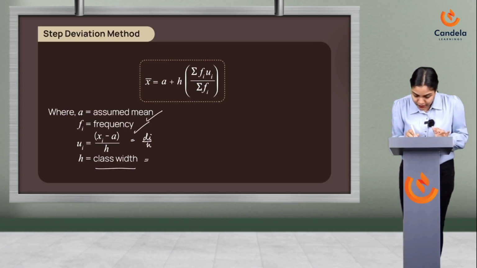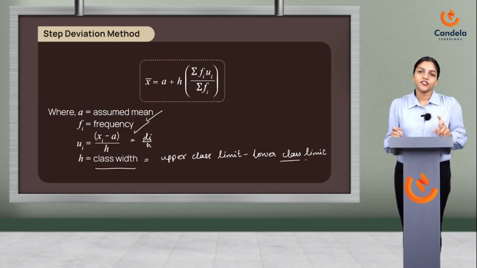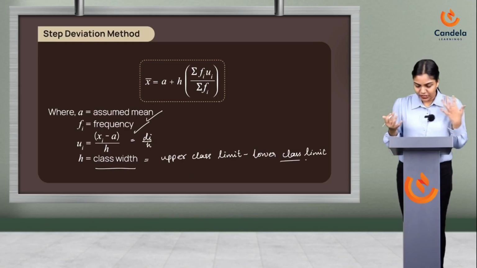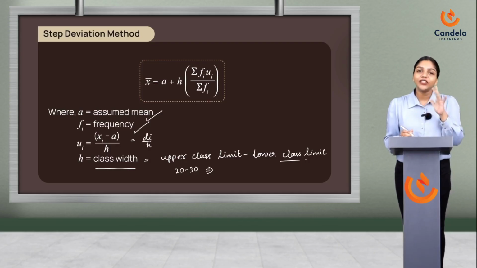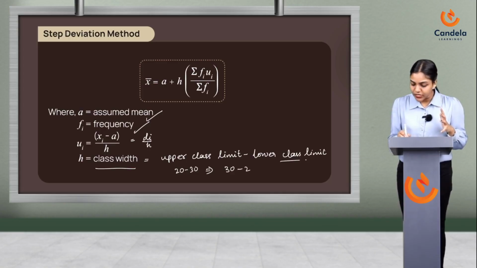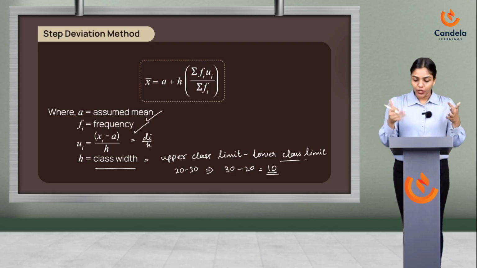That is, I'll write it here, upper class limit minus lower class limit, so that you will get the class width or the class size. So let me give an example to understand how to find the class width. Suppose you're having a class interval 20 to 30. So here upper class limit minus lower class limit will give you the class width. So here it will be equal to 30 minus 20 equal to 10. So 10 is the class size or the class width. For the point, you can take note.